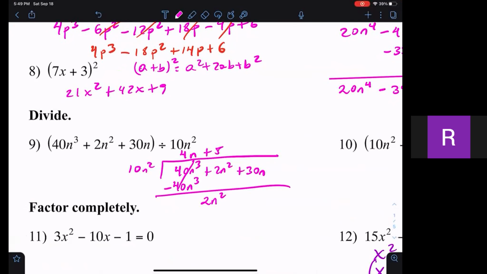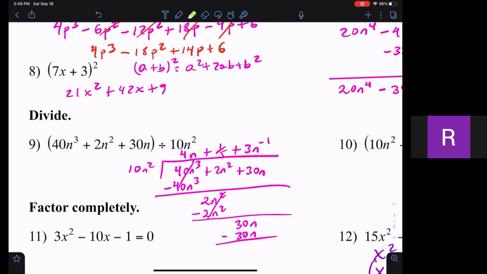Just 5. I'm sorry, not 5. 1/5, right? 1/5, that's going to be 2n squared. 2n squared, that's going to change. And then you have 30n. So that's going to be just 3, right? 30. And yeah, that's right. So that's it. So that's the answer.